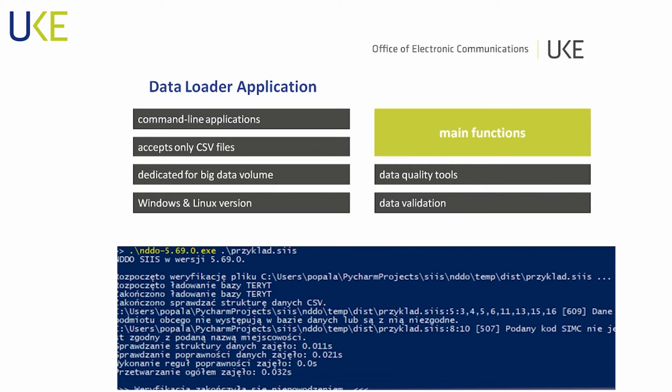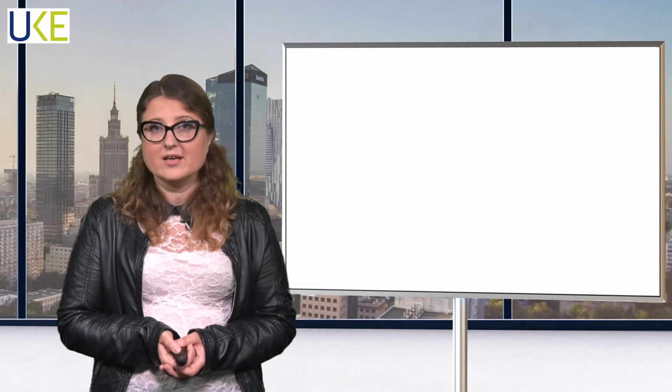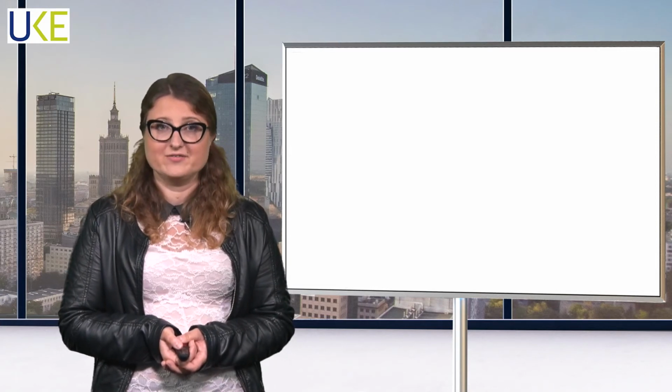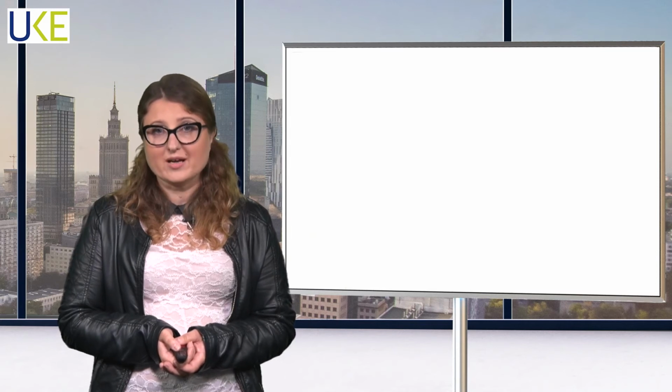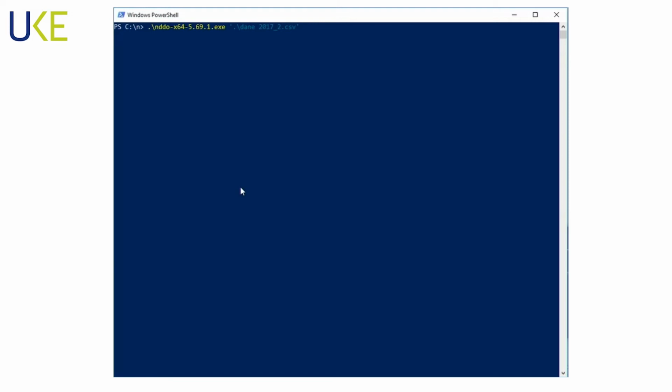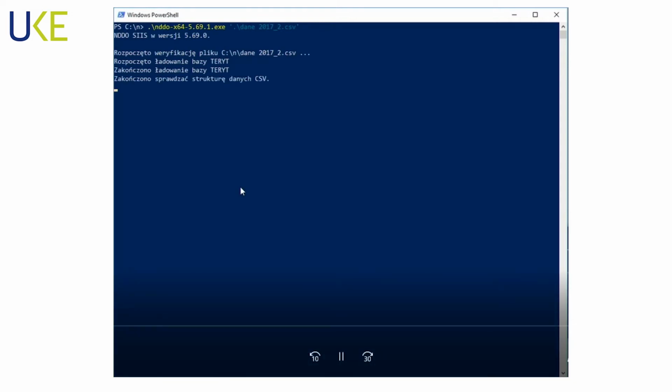So we created one more tool called NDDO. In Polish it's the tool for big entities. It is a command line tool with functionality to validate data and check their correctness. It is dedicated to big entities, so it accepts only CSV files, because in practice these companies produce only CSV files. Now I will present how the tool for big entities works.